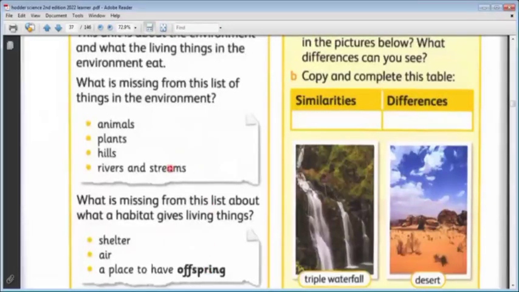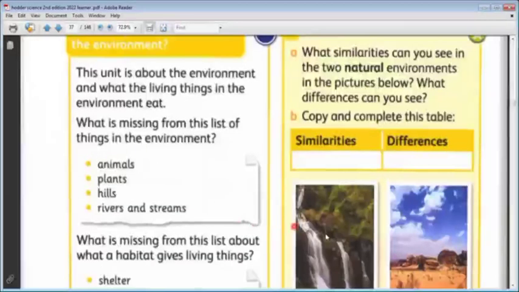Environment is everything around us containing conditions that can be changed, like weather and buildings. We call all these things environment. Habitat is a part of the environment that gives the living thing what it needs: shelter, air, food, water, and a place to have offspring.